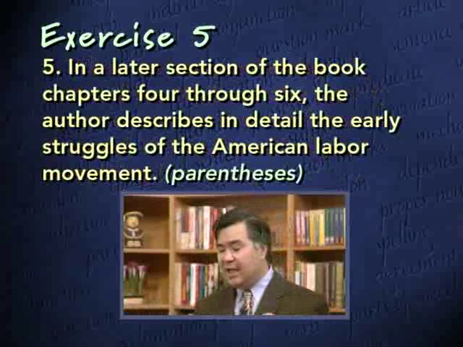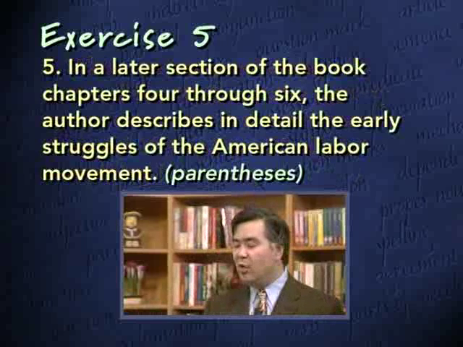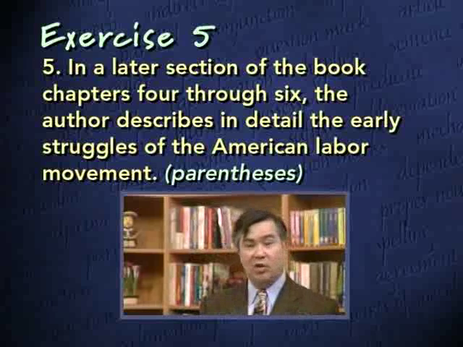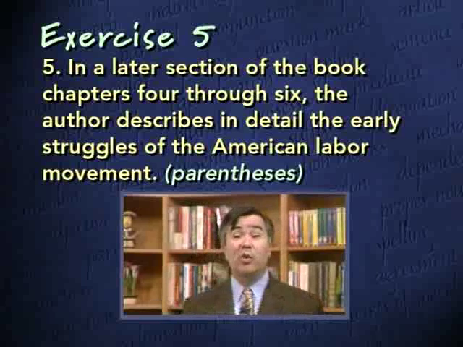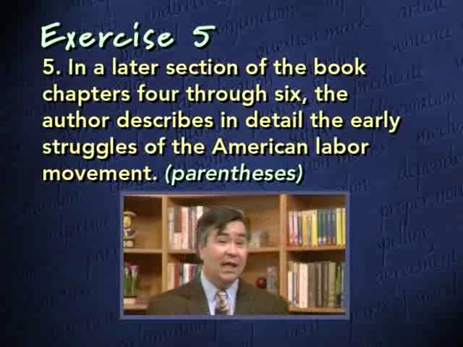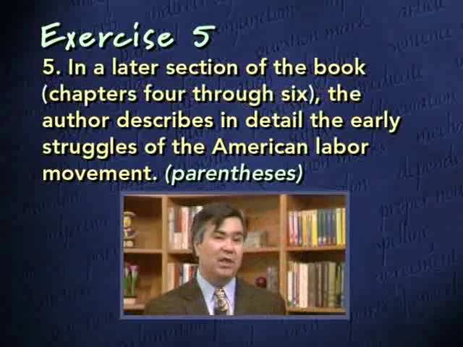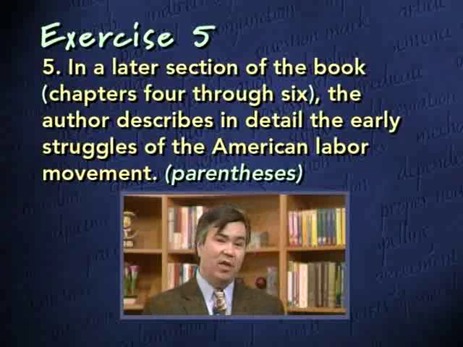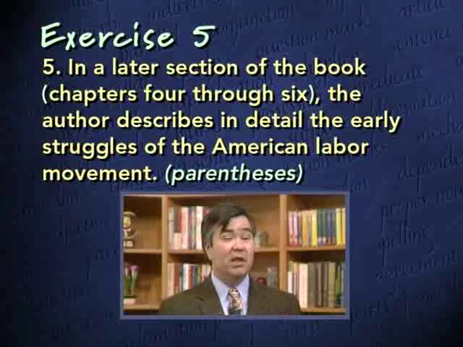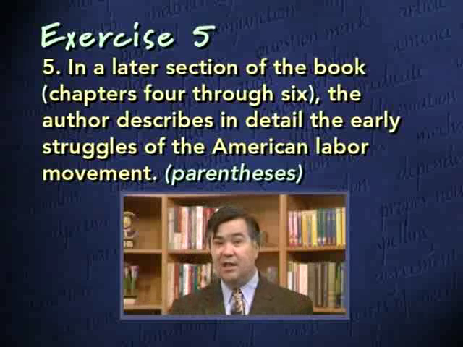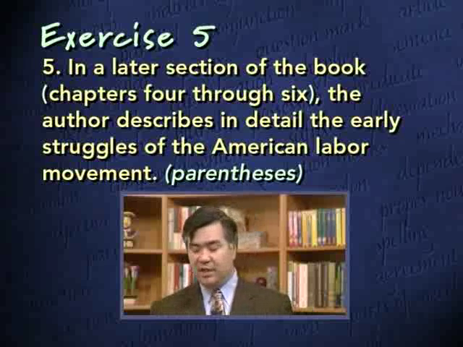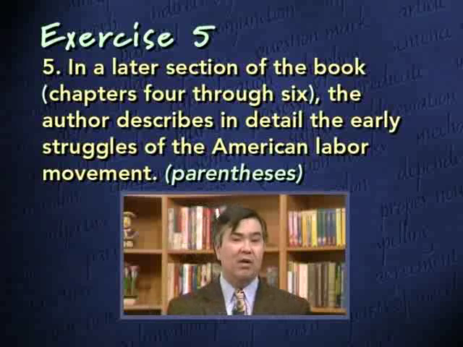And our last sentence. In a later section of the book, chapters 4 through 6, the author describes in detail the early struggles of the American labor movement. And you're asked to pick certain words and enclose them within parentheses. Which are the words that interrupt the main flow of the sentence, but give a little additional or extra information that might be helpful? In this case, the interrupting words are chapters 4 through 6, so we would enclose those in parentheses. Once again, the reader can ignore those words if he or she chooses, but in case the reader wants to look up that later section of the book, the chapter reference is there, and it makes it easy to find it. So the sentence would read, in a later section of the book, open parentheses, chapters 4 through 6, close parentheses, the author describes in detail the early struggles of the American labor movement.